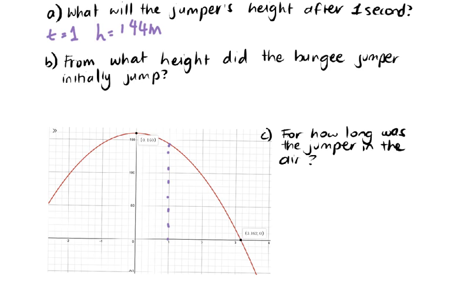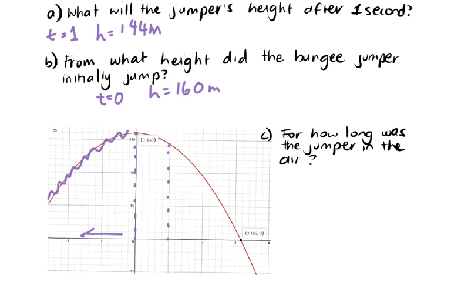So from what height did the bungee jumper initially jump? For this question, remember initial, and we talked about this in another video. Whenever we talk about initial, it's always when time equals 0, because that's the starting point. So you can either substitute that back into the original formula, or just look on the graph where t equals 0. This is my initial point here, and we can see that the height is 160 meters above the ground, because that's the starting point. There's no such thing as negative time, so we know that all of this is not relevant. So this here is where he starts from in terms of his jump.